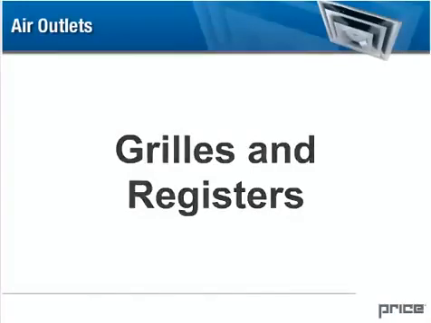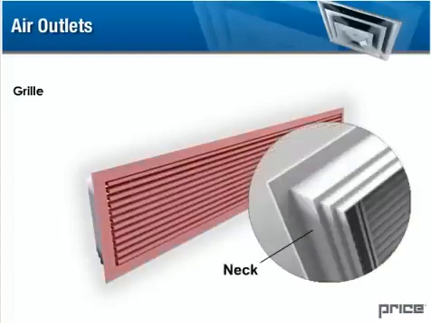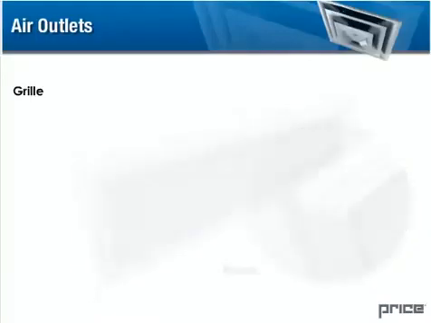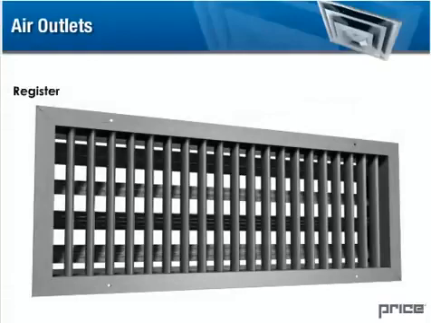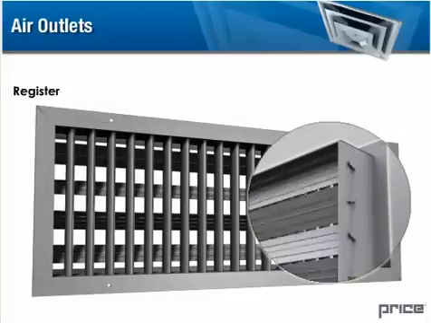Grills and registers. The term grill is commonly applied to any air outlet or intake that consists of a square or rectangular face and neck and whose facial appearance is made up of fixed or adjustable louvers, which may be used to deflect the air. A register is simply a grill which incorporates an integral damper for air volume control.